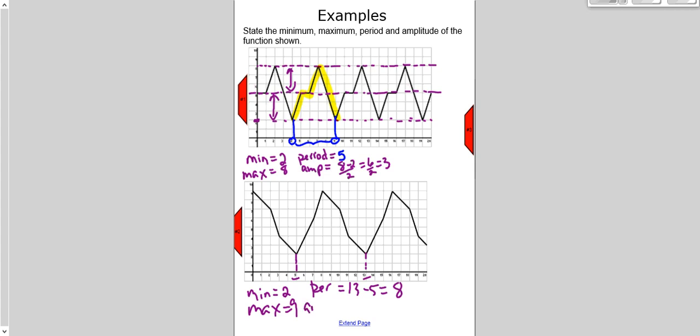And then, of course, my amplitude. I can find my halfway mark in between 9 and 2, but I think it might be easier this time to go 9 minus 2 divided by 2, which is 7/2, which is 3.5. So it has an amplitude of 3.5.